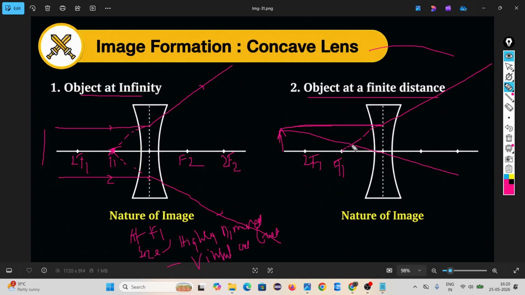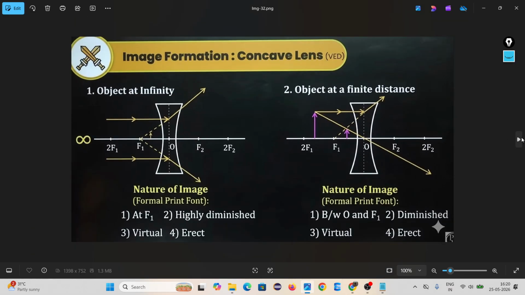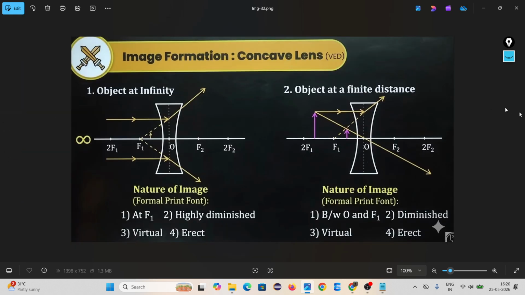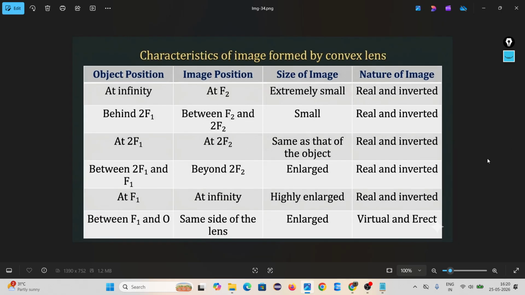Okay, here you look. When the object is between F1 and O, the image is diminished, virtual and erect. Look, practice, otherwise you have to practice 10 to 15 times. Look, this is the entire condition and this is the diagram. You have to remember this one.